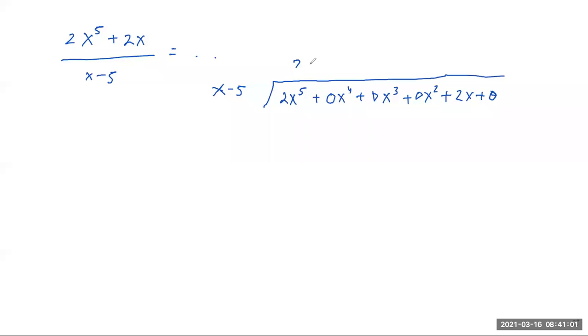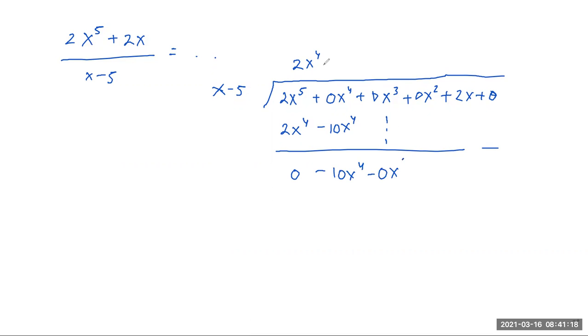I begin with 2x fourth, so it is this one minus 10x fourth. So you have everything arranged. This one is 0, this one is negative 10x fourth. The one being dropped down is 0x cubed. And then you can proceed. So it is negative 10x cubed. So it is negative 10x fourth minus plus 50x cubed. And then you can move on.